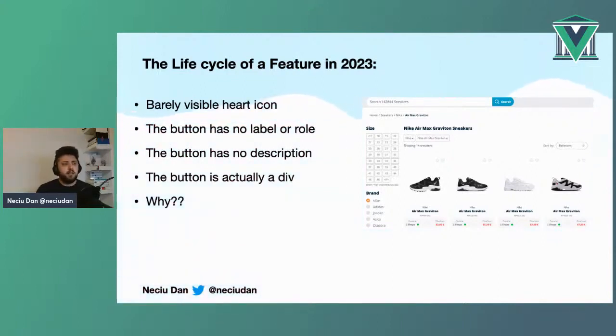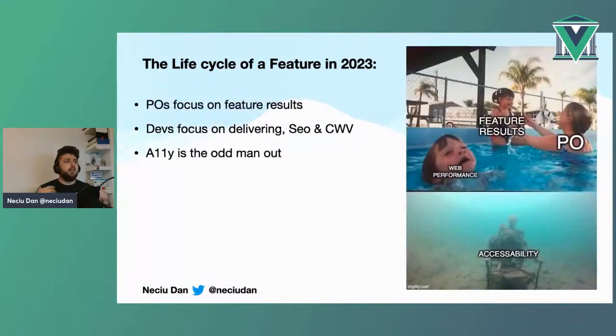But here they were not so lucky. So why is that? The reality is that in the life cycle of a feature, the PO usually focuses mostly on feature results, and the devs focus on delivering and maybe on some web performance because it's trendy right now. It impacts SEO, a little bit of Core Web Vitals, but accessibility is the odd man out and usually left at the end.